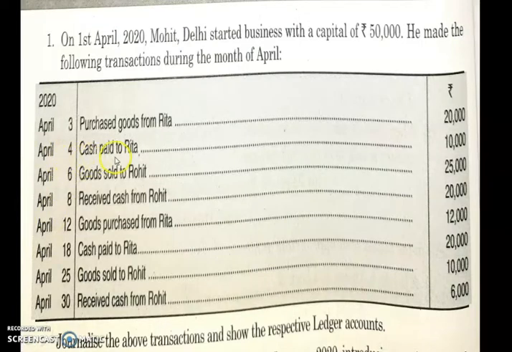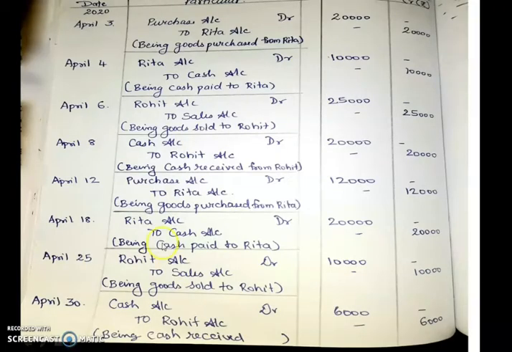April 4, cash paid to Rita 10,000. So cash paid means what? Cash is decreasing from the business. Cash decreases means credit side. And you have paid this cash to Rita. When you purchased the goods, you credited Rita. Now you are paying this cash. That means your creditor has decreased. So creditor means what? Liability. Liability decreases means what? You have to debit it.